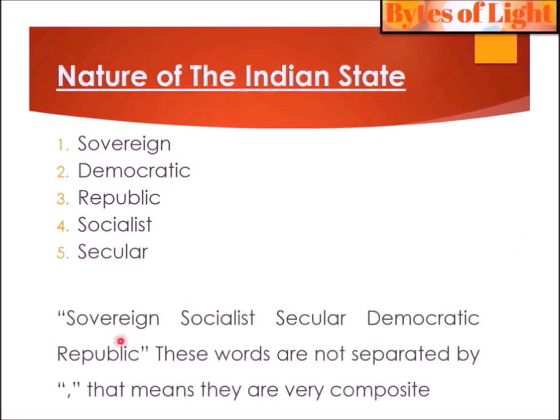Here you can see sovereign, socialist, secular, democratic, republic. These words are not separated by even a comma. That means they are very composite and they exist together. Next point.